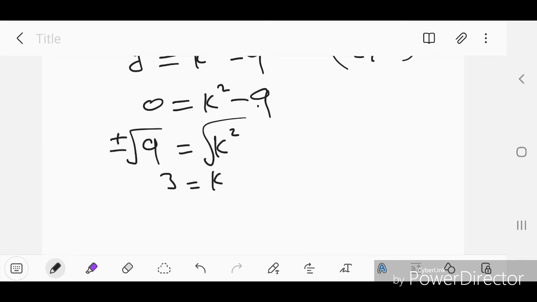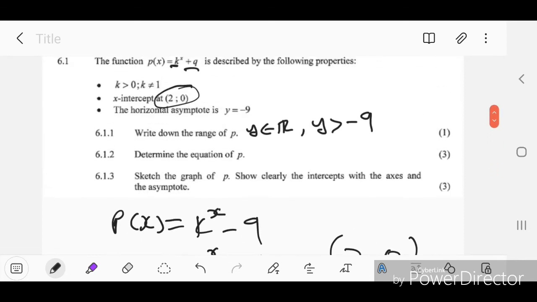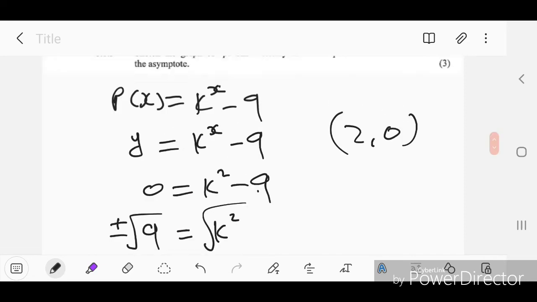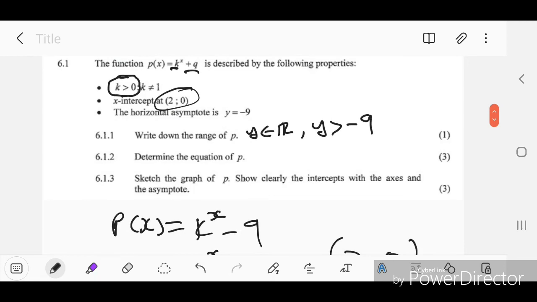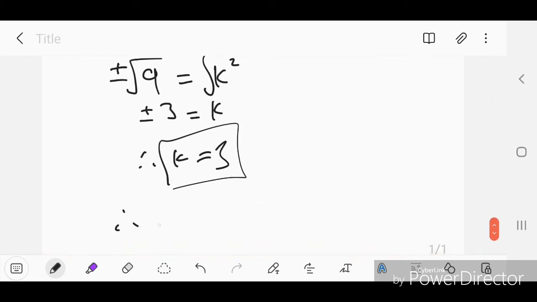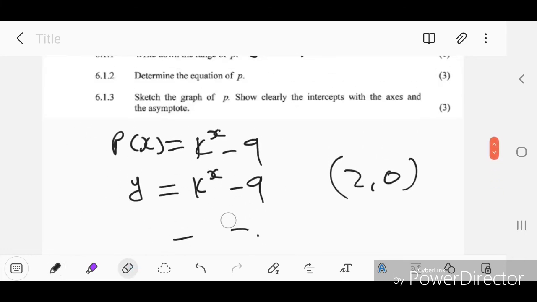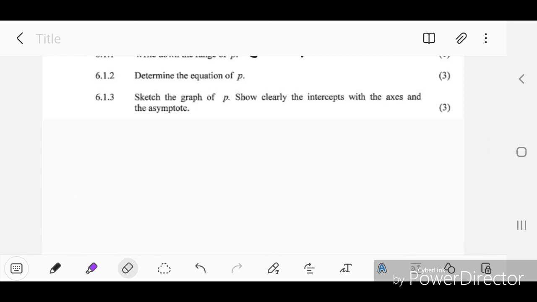But remember, when I do a square root, it's either negative or positive. So positive or negative. But here they said my k is greater than 0. That means it's never going to be negative. Therefore, k equals only positive 3. Okay, so now my equation is going to be p of x equals 3 to the x minus 9. So that is my exponential function right there. So you can see that my b in this case is positive 3. That means it will come from the left going to the right.